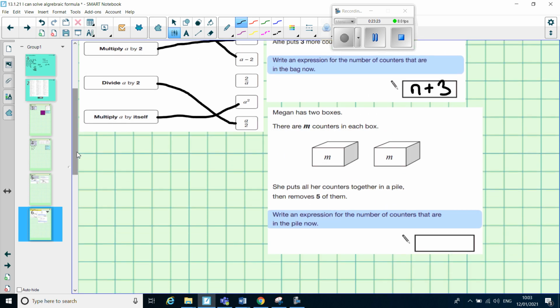And the next question, Megan and her boxes, have a read, pause the video and have a go at that question as well. Right then, Megan has 2 boxes. Okay, there are m counters in each box. You've got m and m. She puts all her counters together in a pile and then removes 5 of them. Write an expression for this. So what we would do is we would have 2m, because we've got 2 boxes, haven't we? 2m, and then she removes 5. 2m, take away 5. That would be our equation.